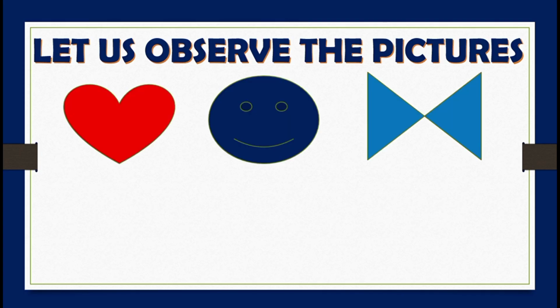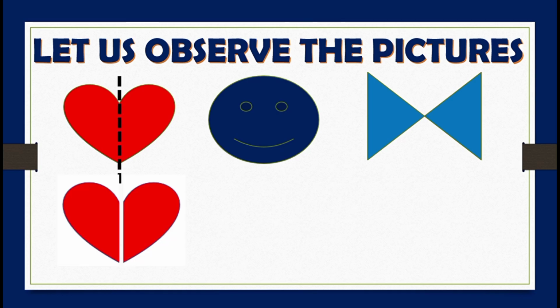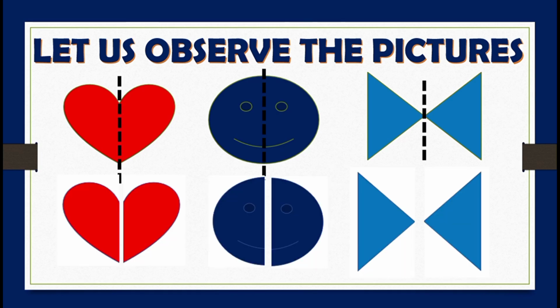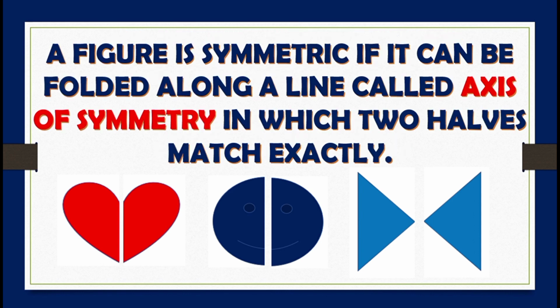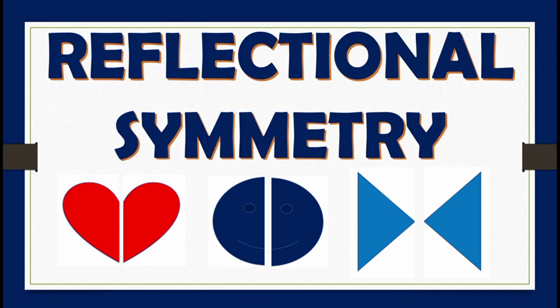Considering that these pictures will be cut into half, this will be a broken heart, broken smiley, and two triangles. These are considered to be symmetric figures. A figure is symmetric if it can be folded along a line called axis of symmetry, in which two halves match exactly. It is also known as reflectional symmetry.